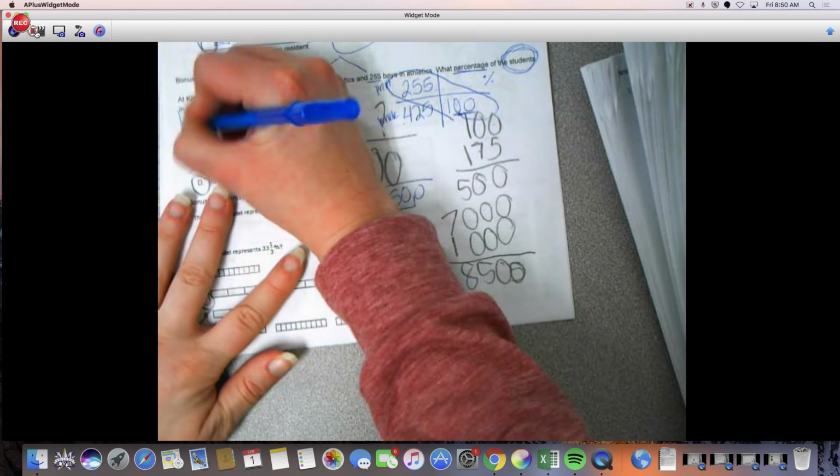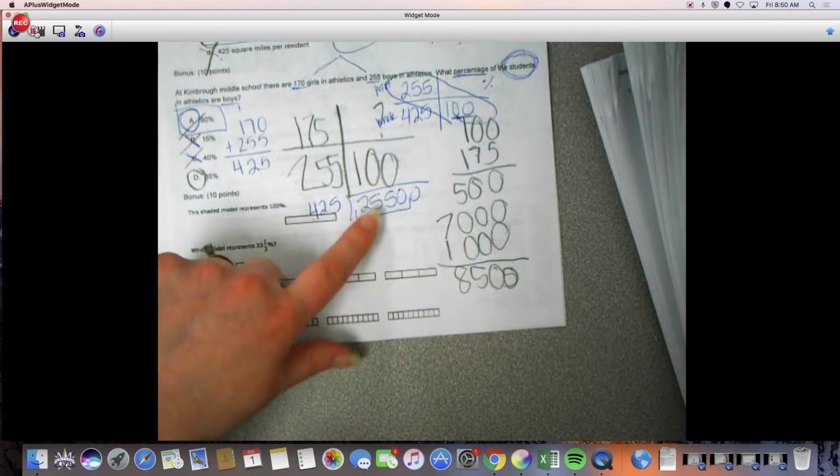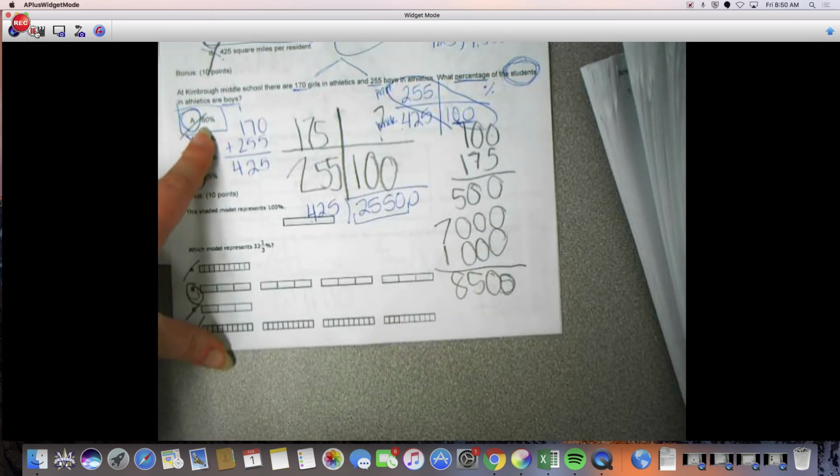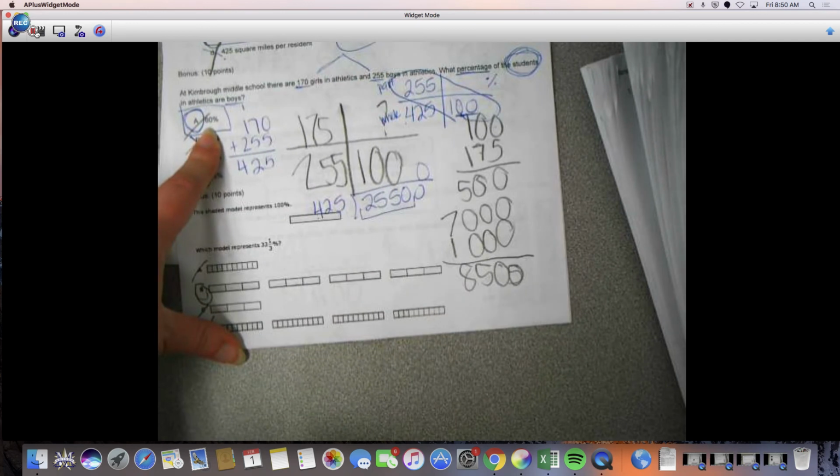A. 425 would go into 2,550 exactly 6 times. You would have no remainder and you'd get a 0. I'm shortcutting that one. Okay.